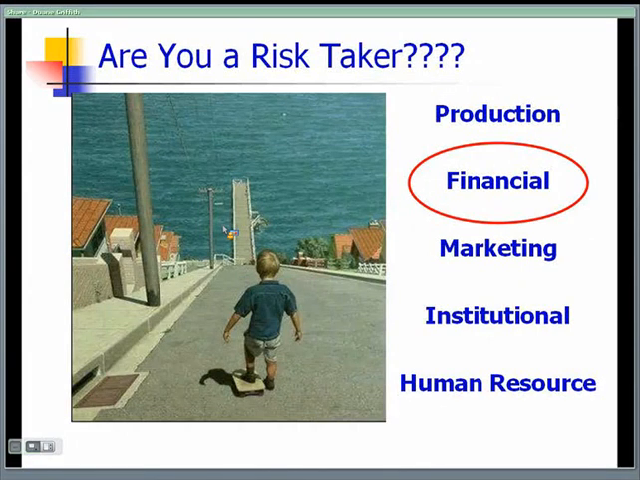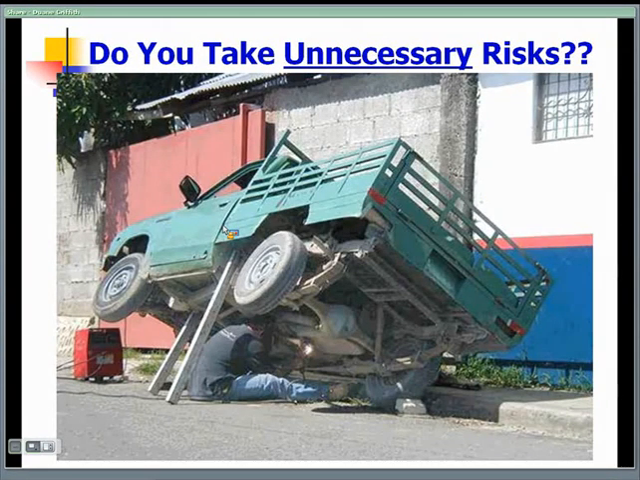And this morning, when we talk about financial health, we're talking about the financial health impacts from production, financial, marketing, institutional, and human resources. And we're going to focus on the financial health risks. And when you think about risk, financial health risks usually are unnecessary. If we did a really good job of doing our record-keeping, financial planning, and analysis, we wouldn't have to take unnecessary financial risk. We'd be well-informed and make decisions based on good information, but we often do take unnecessary risk.